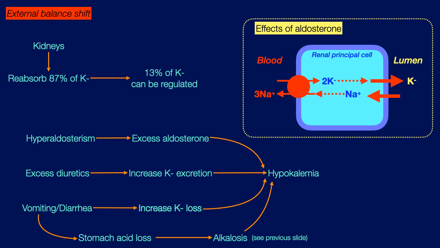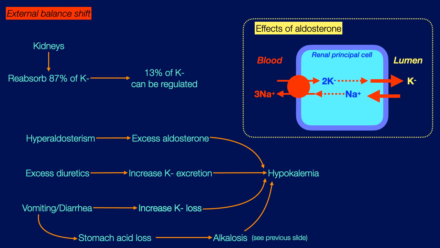Having said all that, in situations where somebody produces too much aldosterone, like in primary hyperaldosteronism, there's more potassium secretion by the principal cells, meaning more gets excreted, and that means less potassium is retained, which is hypokalemia. Also, commonly used diuretics increase potassium excretion and can lead to hypokalemia.